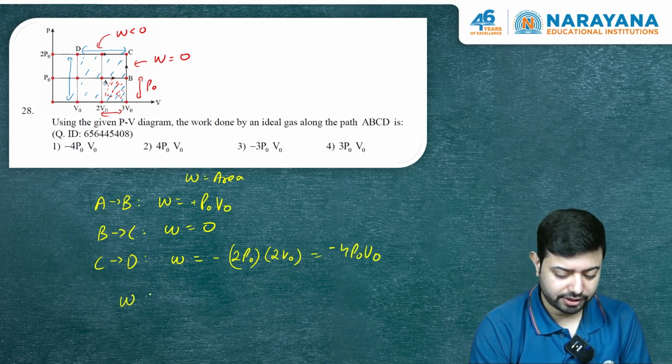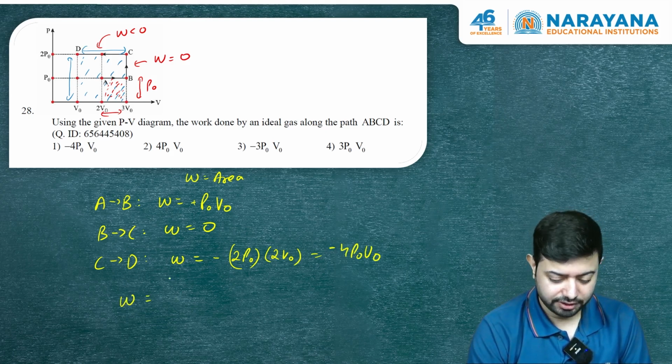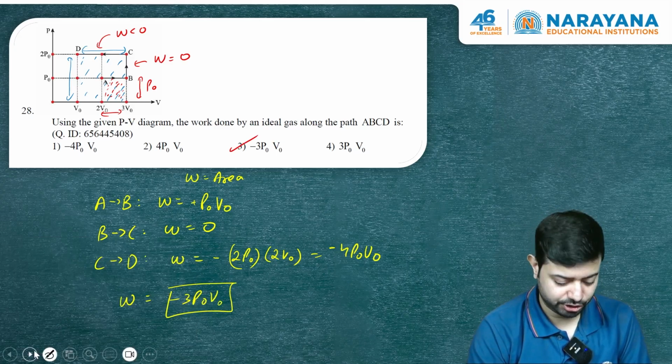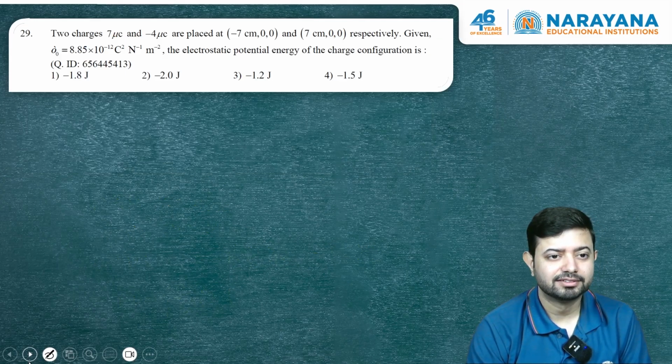So, what is the total work during the process A, B, C, D? It is going to be minus 3 P naught V naught. That is my answer. Which option is matching? It is the third option. Let us move to the next one.